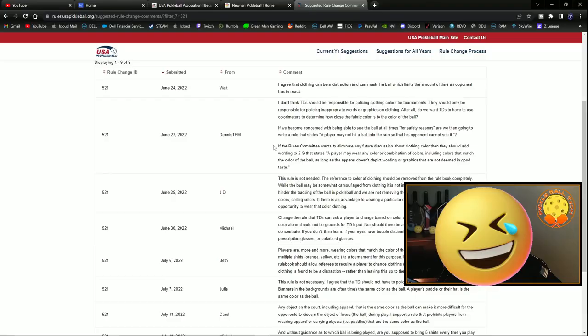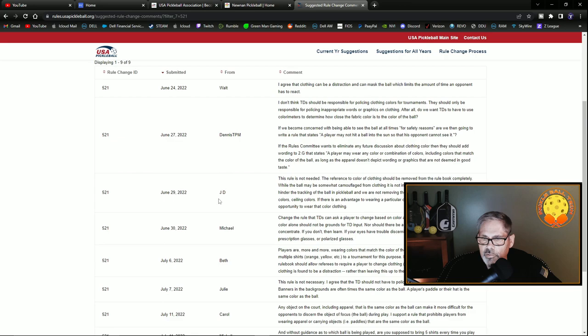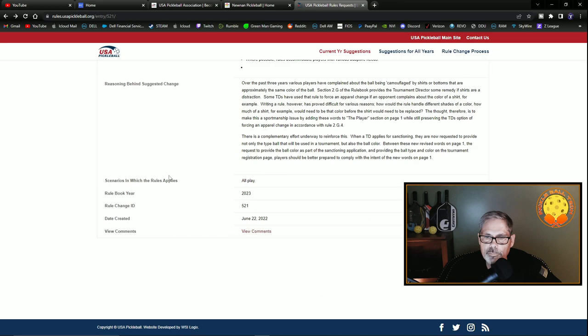Fair point. JD says this rule is not needed. I tend to agree with JD. The reference to the color of clothing should be removed from the rule book completely. There we go. Michael, change the rule that TDs can ask a player to change based on color alone. Yeah, I think that's a kind of a weird area. That's a tough one.